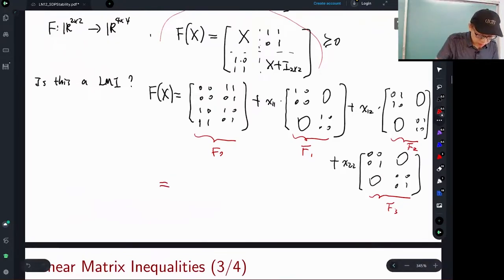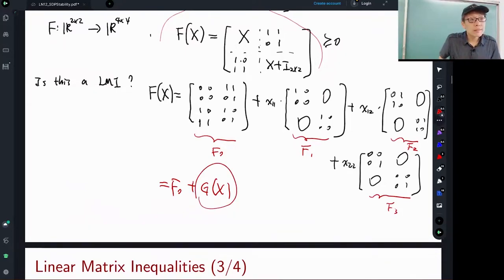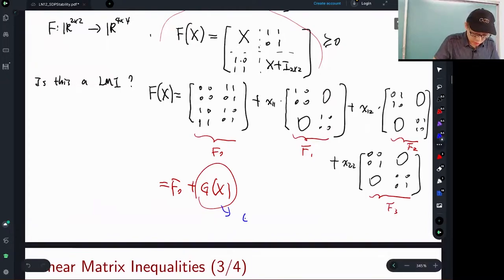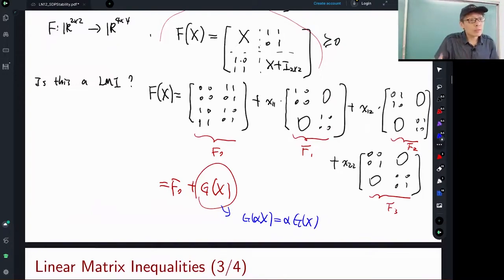Okay, if I write it, there will be F0 plus G of X, and this term is linear in X. So these three terms together are G of X, and this thing is linear in X. Why is it linear in X? You can just check G of alpha X equals alpha G of X. For sure, you can just plug in and verify that.